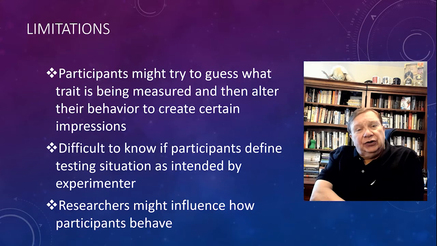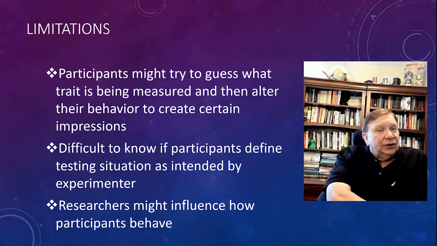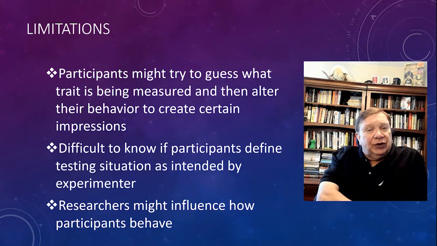A second point is you have to make sure that your participants are doing what you intend them to do in terms of the manipulation. If they're not, you might have serious flaws in your data. So you have to make sure that they're doing things not the way you want them to, but as the research design intends them to do.